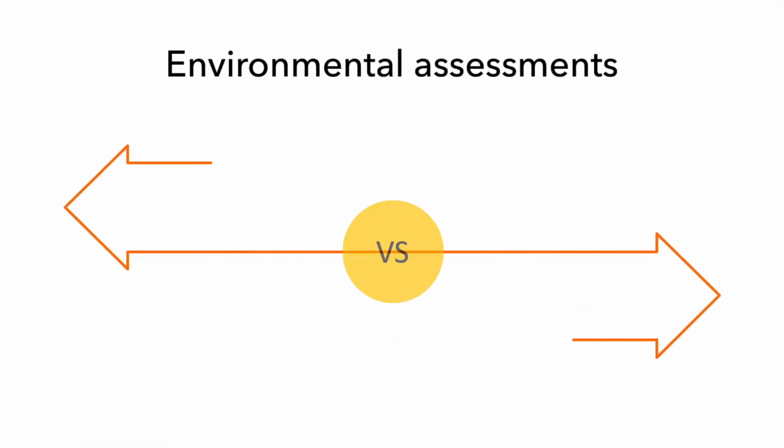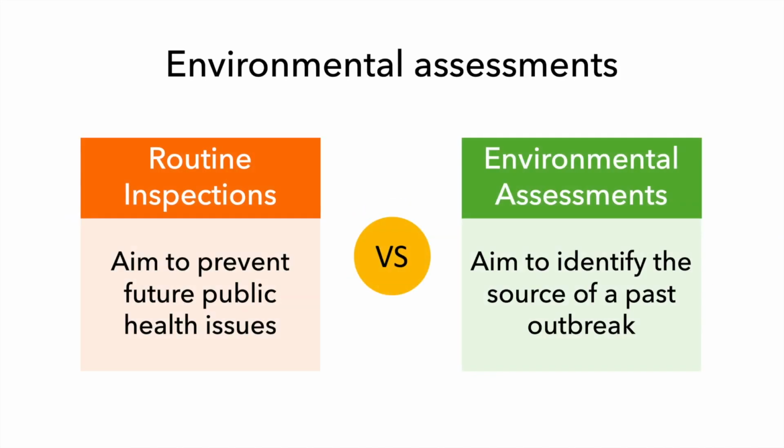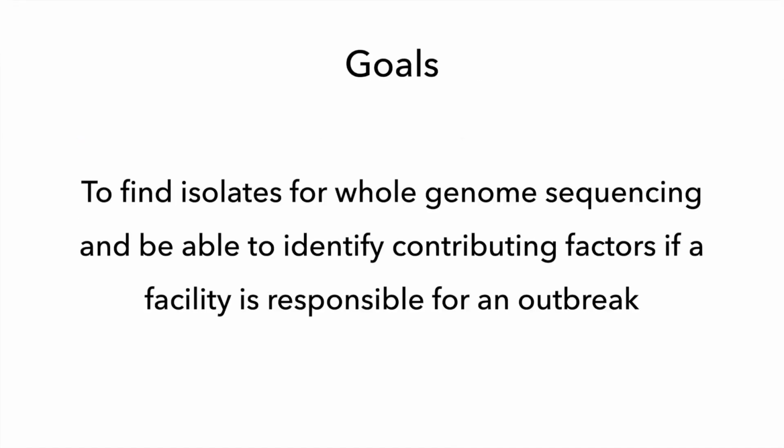Now let's discuss how environmental assessments during outbreak investigations are different from routine inspections. The main difference is that inspections have to prevent future public health issues, while environmental assessments identify the source of a past or ongoing outbreak. The goals of an environmental assessment during an outbreak investigation are to find isolates for whole genome sequencing and be able to identify contributing factors if a facility is responsible for an outbreak.